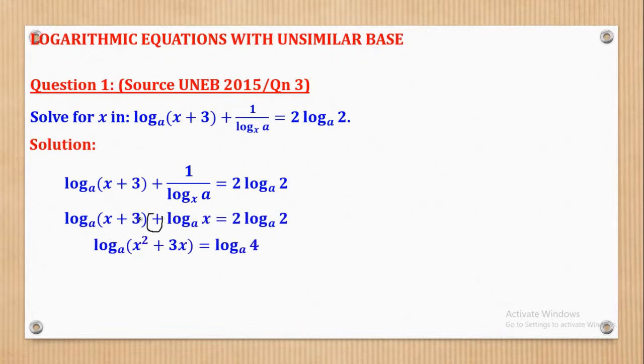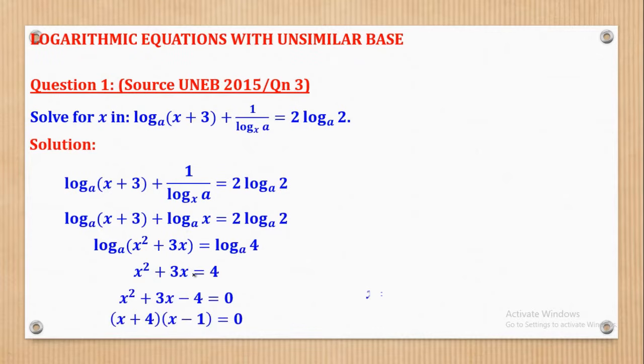Because of this addition, it means that these two will be multiplied. When you multiply x by this gives you x squared, and x by this gives you 3x. Then cancel the logs and remain with this equal to that. So that is a quadratic. You have to solve it using either factorization or bulldozer method.